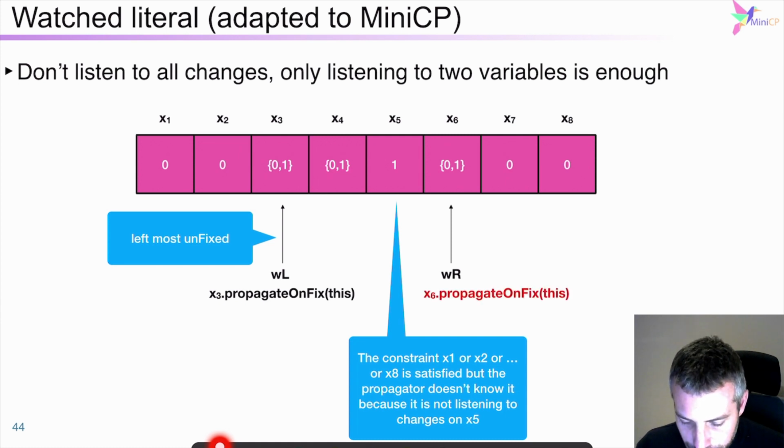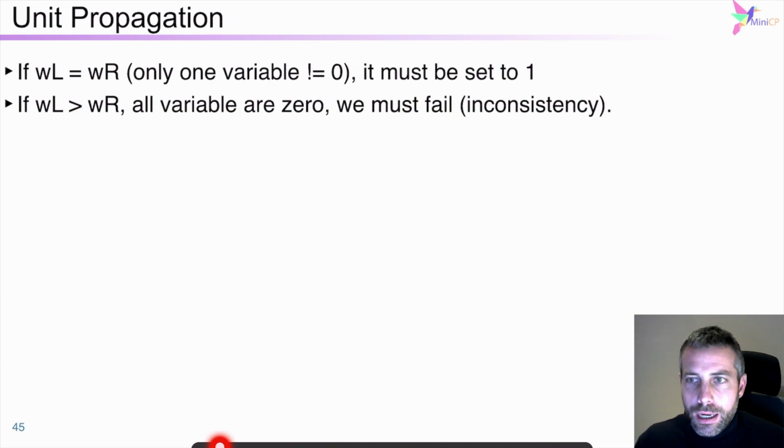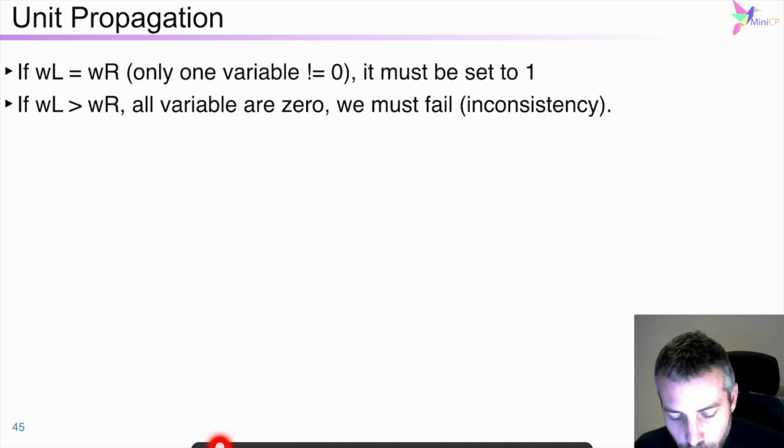Now we register that we are interested to be notified on the changes of this variable x6. So you will move the 2 pointers to the left. If you detect that the 2 pointers are pointing to the same variable, it means that it's the last one. Since it's the last variable, that corresponds to the unit propagation case, and so we can simply set that variable to 1. If we cross the 2 pointers, it means that all the variables are 0. In that case, we must fail because the OR constraint asks that at least one variable is true, and that's not the case. So there is the detection of an inconsistency in that case.